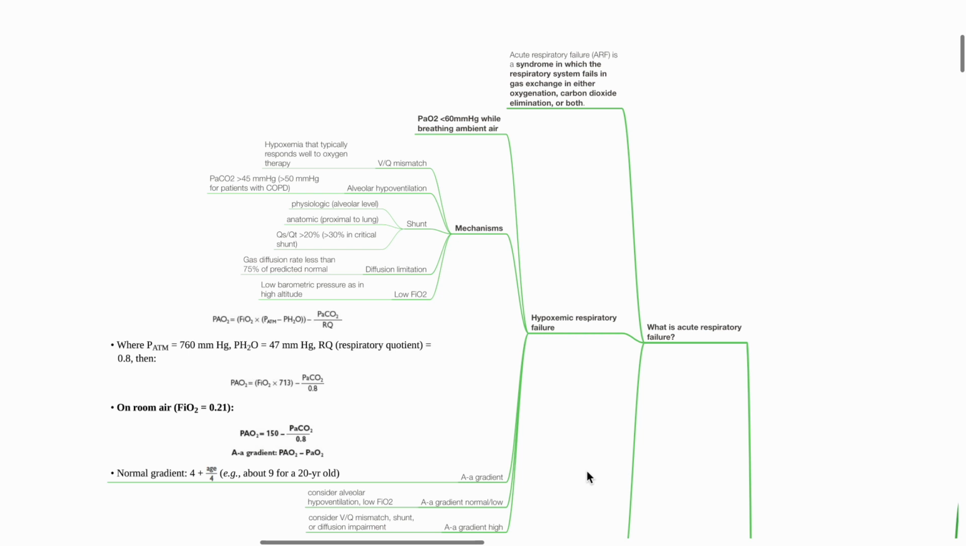ARF is a syndrome in which the respiratory system fails in gas exchange in either oxygenation, carbon dioxide elimination, or both. Hypoxemic respiratory failure has PaO2 of less than 60 mmHg. Mechanisms include VQ mismatch, alveolar hypoventilation, shunt, diffusion limitation, and low FiO2.